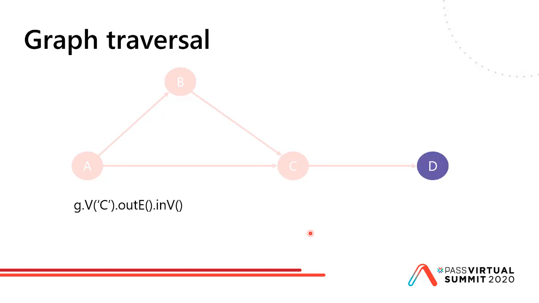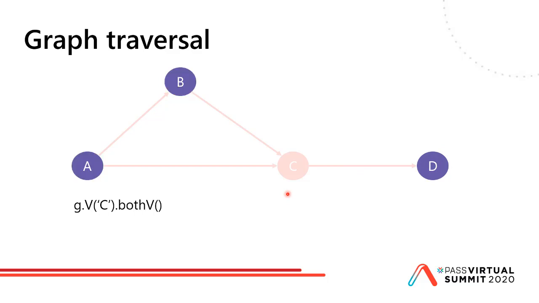Now, if we wanted the node at the other end of the relationship, we could say, give me the vertices C, get me all the edges that are going out, which gives a reference to this relationship again, and then tell me the vertices that this is going into, since a single relationship can only have one. That returns the label or the node D.